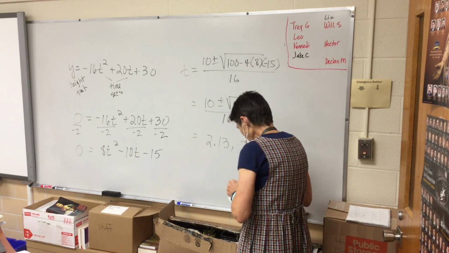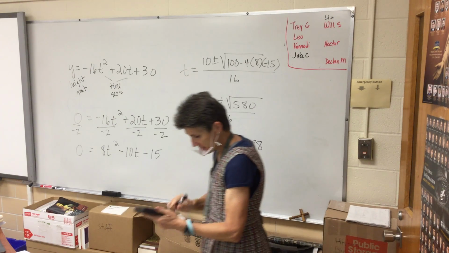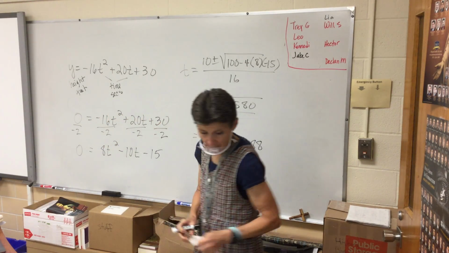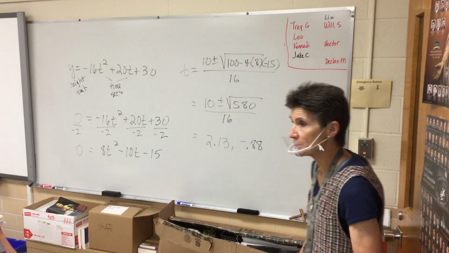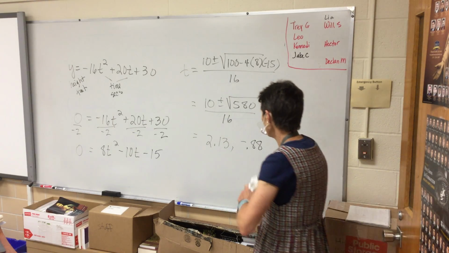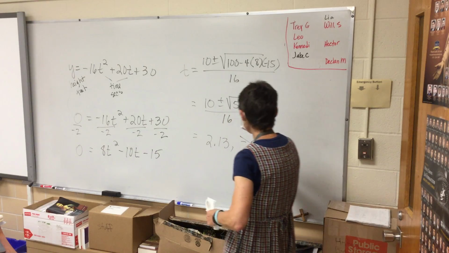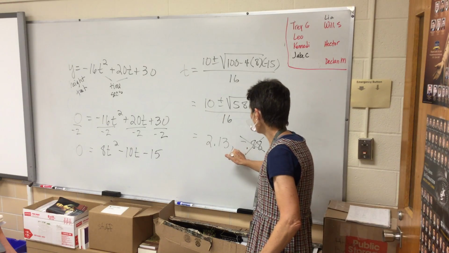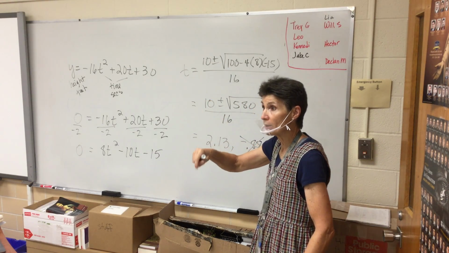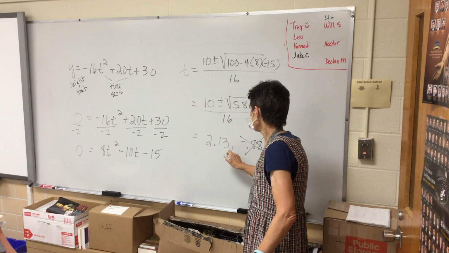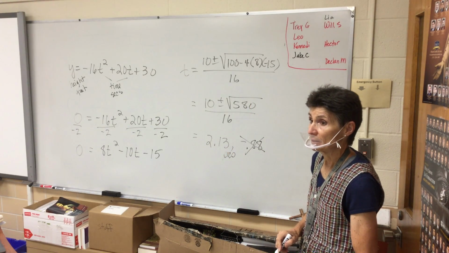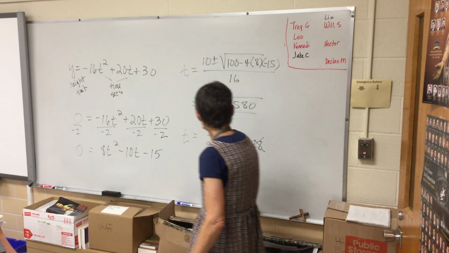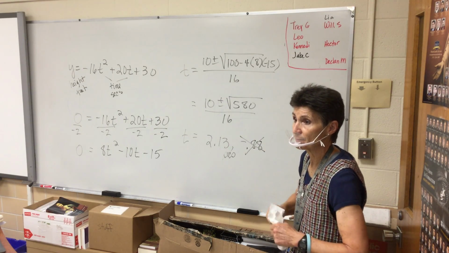Now, let's talk about what we're going to put in the answer blank. We just solved that problem. What am I going to put in the answer blank? Both of those numbers? 2.13. Why am I not putting the other one in the answer blank? Because it's negative, and what's the unit on this? When will the ball hit the ground? 2.13 seconds. It doesn't make any sense to say negative 0.88 seconds, does it?